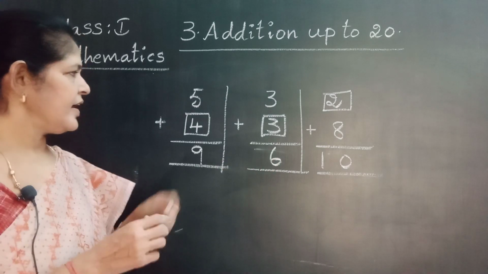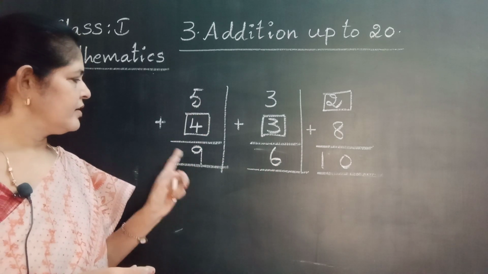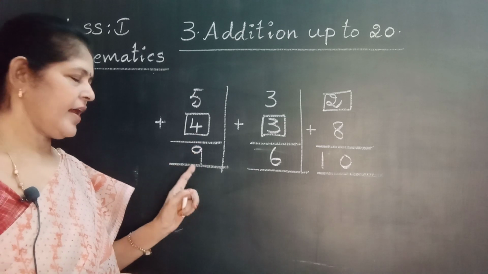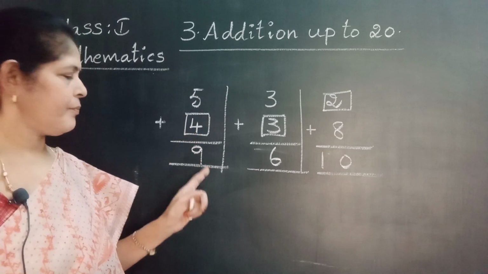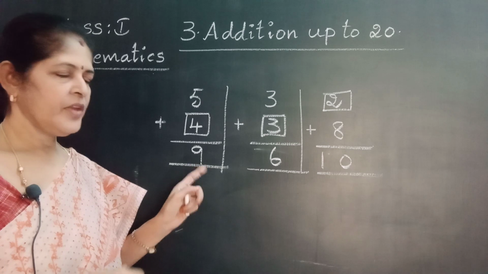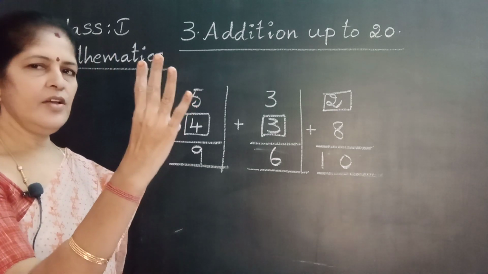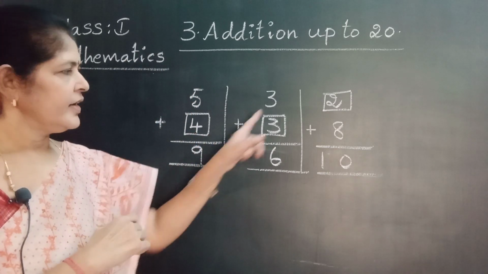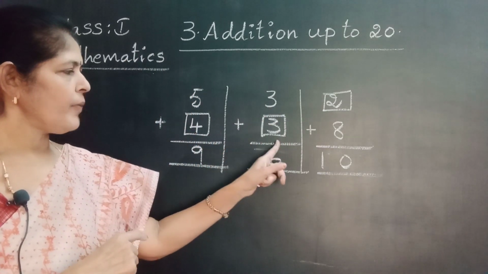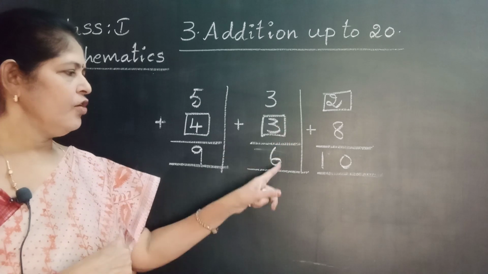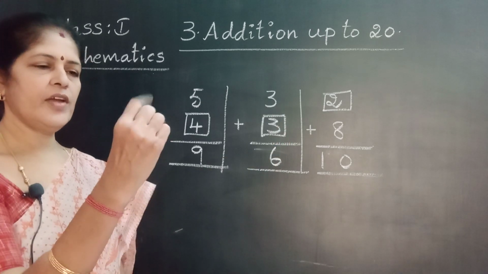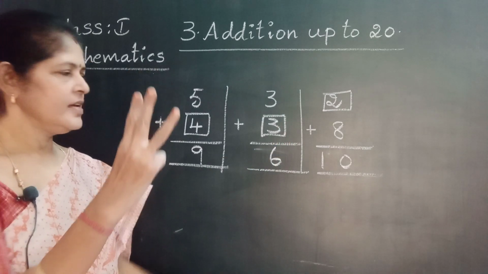Understood? See, 5 plus, we don't know the second number. Here we find out the second number. Total is 9. 5 after 6, 7, 8, 9. We need 4. Here 3 plus, how much should be added to 3? We get 6. 3 after 4, 5, 6.